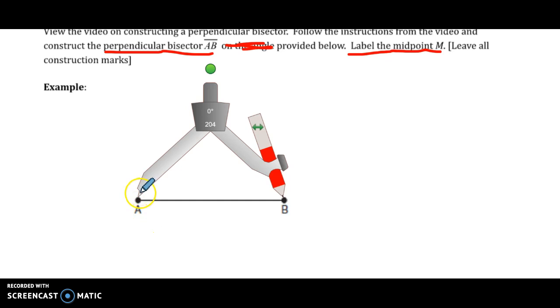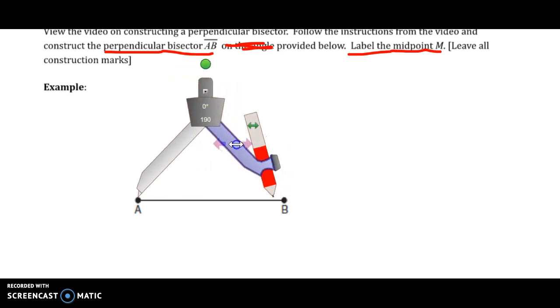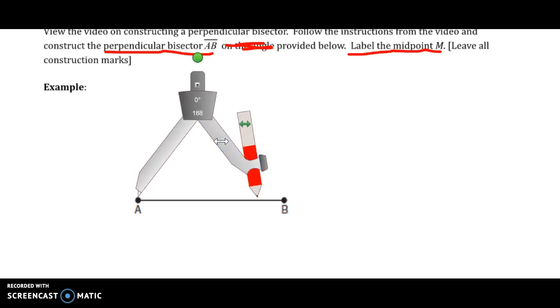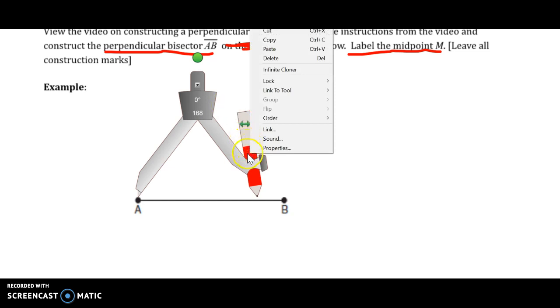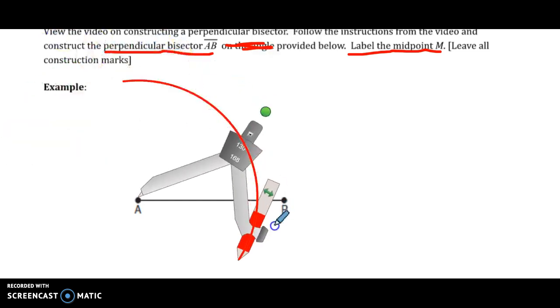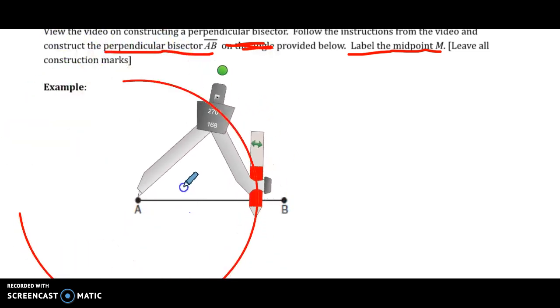You're going to take your compass. You're going to put the compass point on one of the endpoints. It doesn't really matter if you start at A or B. You want to open your compass more than halfway. You could open it the full length of the segment, but more than halfway is the minimum that you need, not exactly halfway. So what we're going to do is make an arc above and below the segment.